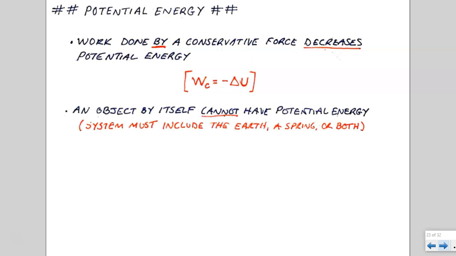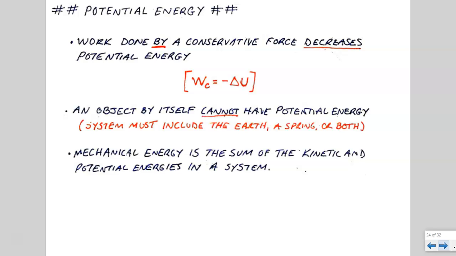An important thing to remember is that an object by itself cannot have potential energy. The system must include the earth, the spring, or both, right? Because without the earth, there's no gravitational force. So if there's no gravitational force, you can't do work against the gravitational force for it to be stored as potential energy. Same thing with the spring. Without the spring, there's no elastic force. So I can't do work against a non-existent elastic force, so that work can't be stored as potential energy.